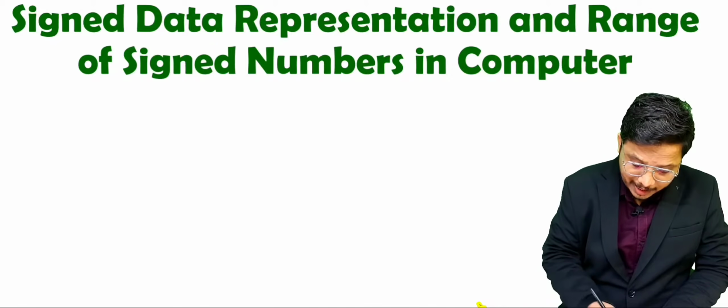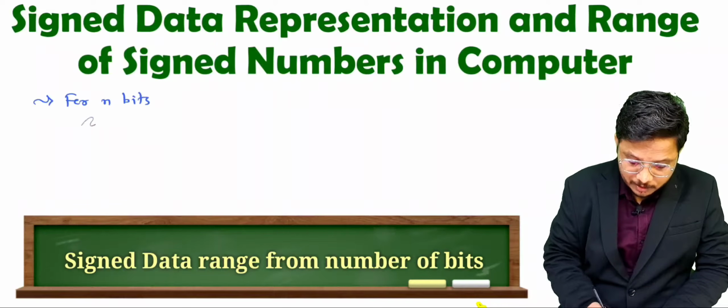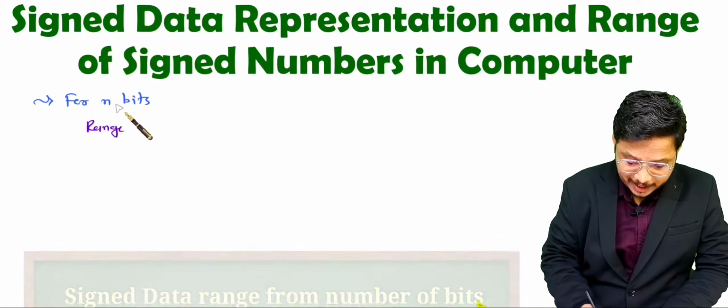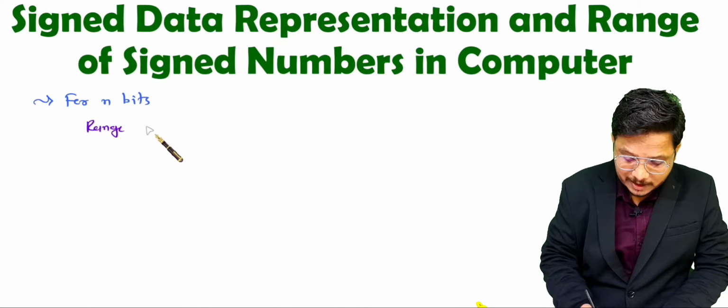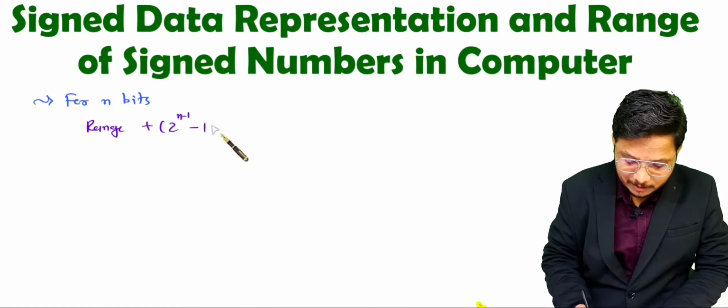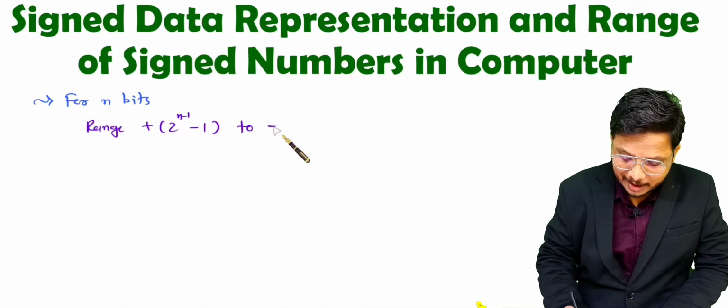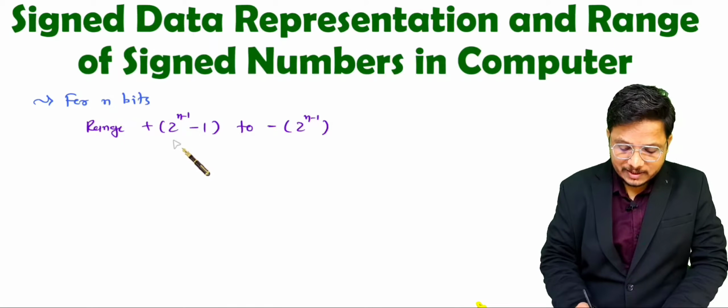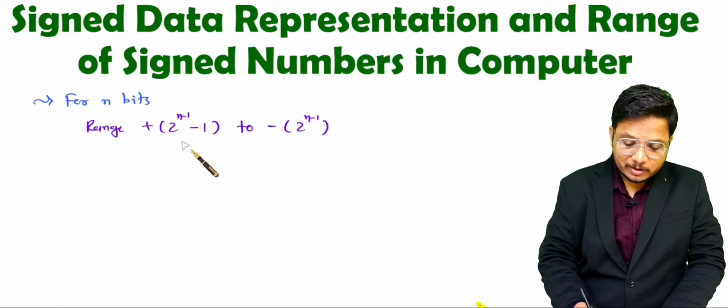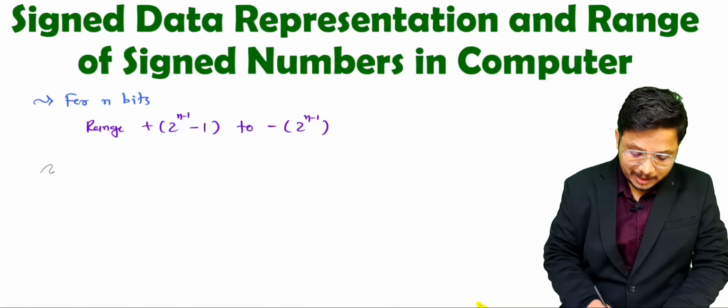So for n bit data, the range will be, for positive, 2 to the power n minus 1, minus 1, to negative data, which will be minus 2 to the power n minus 1. See, that is how the range is there, right? Let me explain this with a few examples, so that it gives you more clarity.